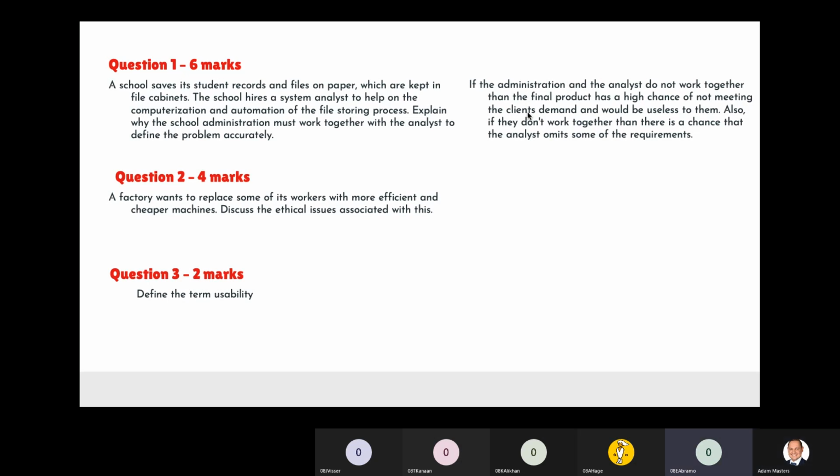Next question. A factory wants to replace some of its workers with more efficient and cheaper machines. Discuss the ethical issues associated with this.